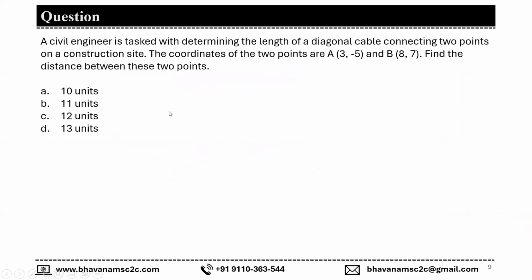The question says, a civil engineer is tasked with determining the length of a diagonal cable connecting 2 points on a construction site. The coordinates of the 2 points are A (3, minus 5) and B (8, 7). Find the distance between the 2 points. What is the distance between 2 points formula? D equal to root of x2 minus x1 whole square plus y2 minus y1 whole square.